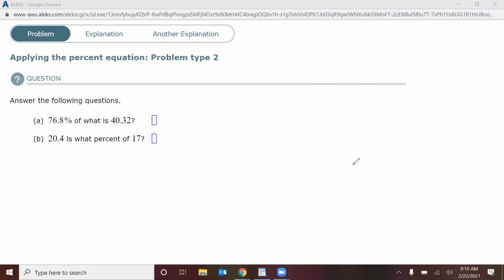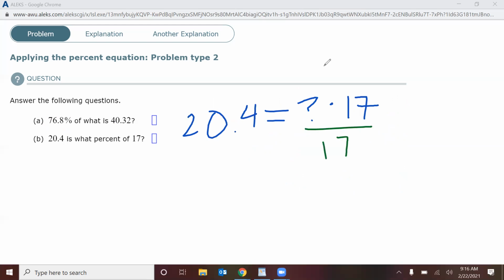Let's do part B. 20.4 is means equals. What means the variable. Of means multiplication. And 17 is right there. So to solve for the variable, I'll divide both sides by 17 so that I can cancel the 17s. And 20.4 divided by 17 is 1.2.